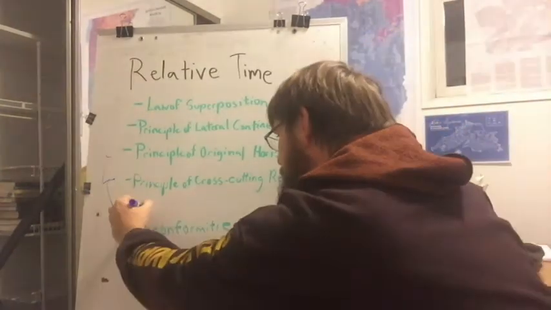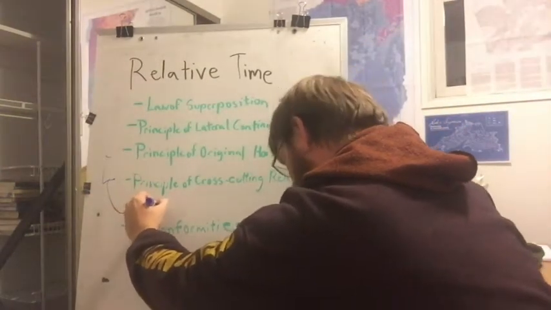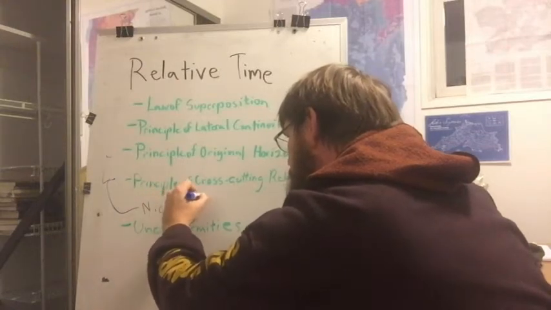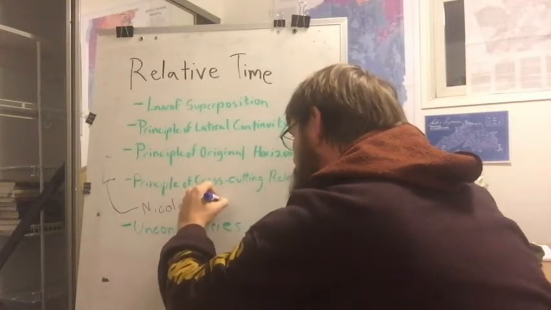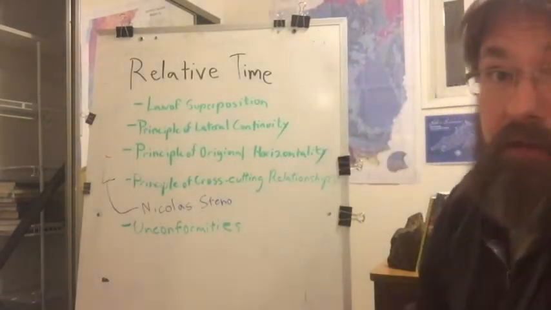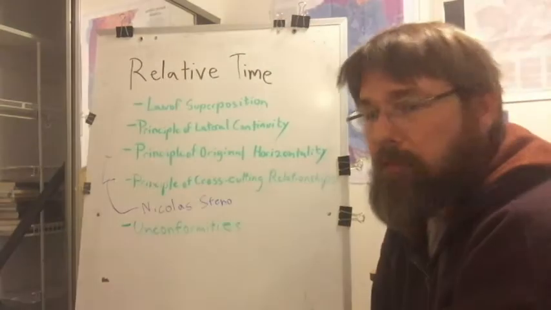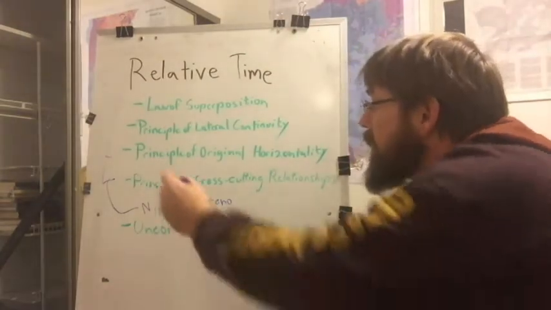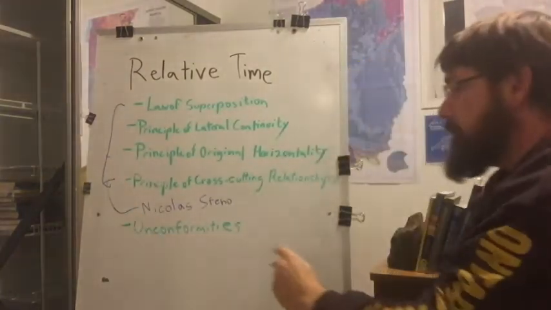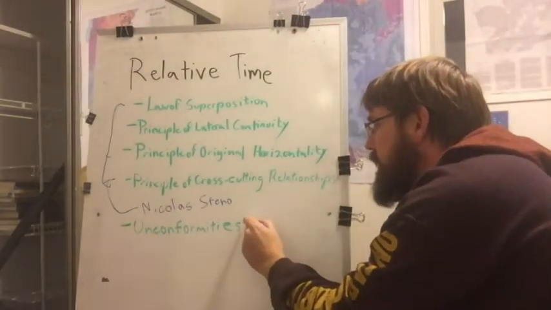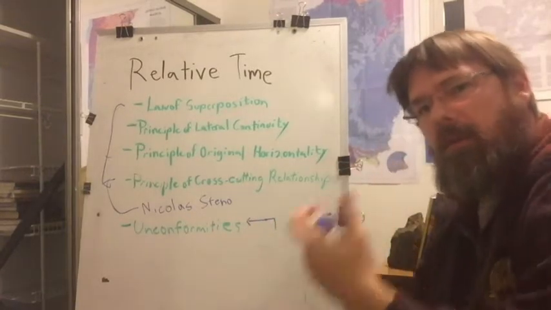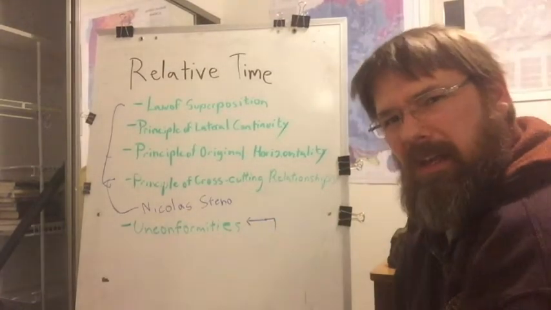Now these first four, I need to look for a second to remember how to spell his name. He's a Danish guy, or was. This is Nicholas Steno. He's the one that came up with these concepts in the late 1660s. He was a Catholic bishop later in his life, but he developed these four principles, which we still use today. Unconformities, Steno didn't know about. People after him kind of did, but didn't really think about it much.